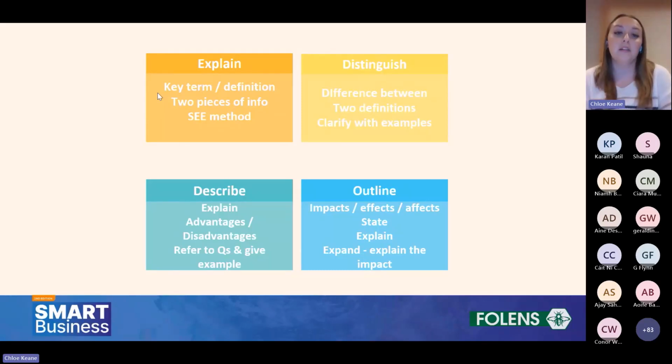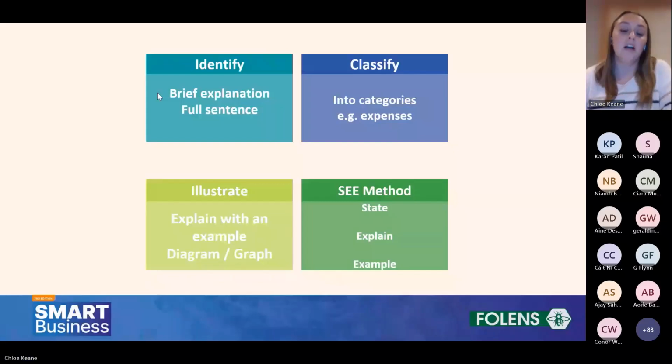And I look at examples where there's explain or describe the benefit or describe the advantages, because I tell them to do something slightly different there. And the same with outline. So outline the impacts, outline the effects. I say to them, state, explain, expand. So can you explain the impact itself? So if it's a benefit, if it's an impact, if it's an advantage, I say state, explain the impact or the advantage, or whatever the case is.